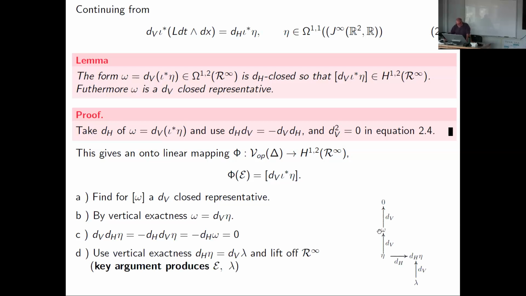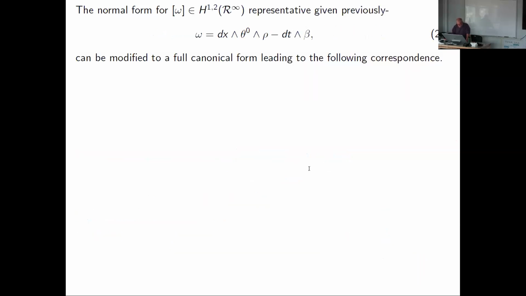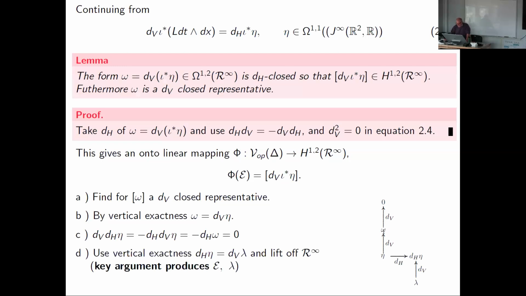So here, it's easier to just draw this in the diagram. Probably should have just done that. So yeah, you have this differential form omega that's dV closed, so it's a dV closed representative. You use vertical homotopy to find a 1-1 form. You map that over to a 2-1 form. This is dV closed, and so it's dV of some form. This form is on the equation manifold.